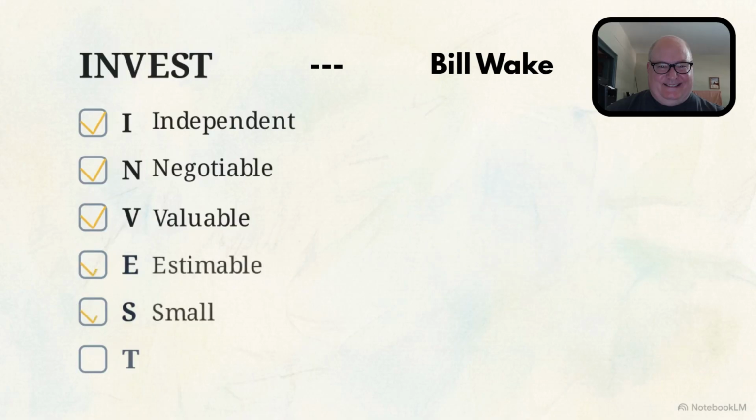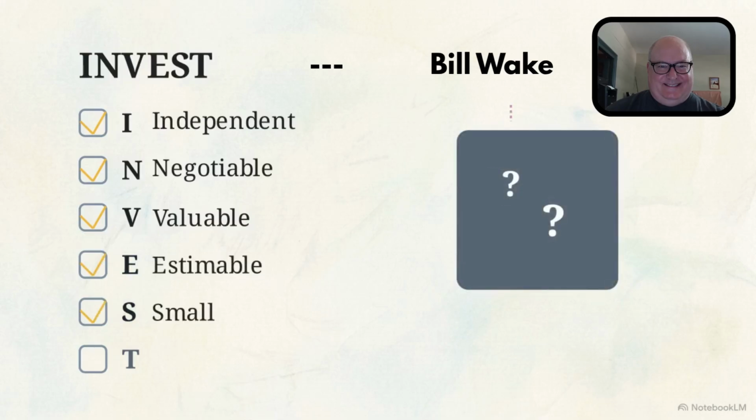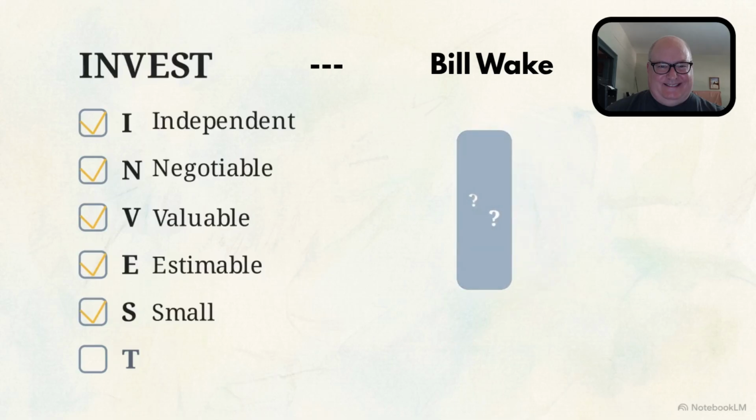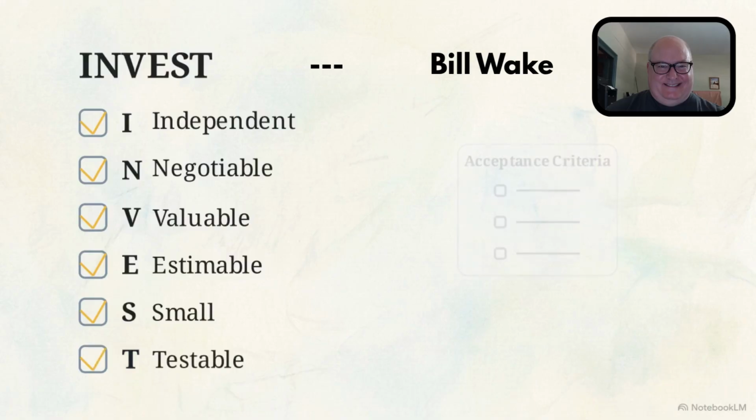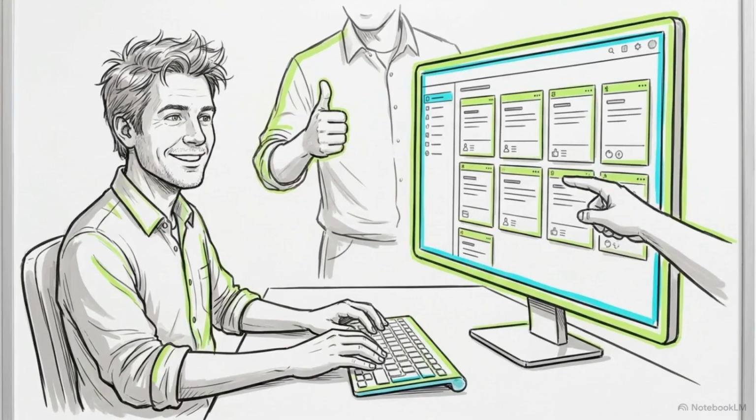E and S are for estimable and small. The team needs to understand the effort involved, and the work must be small enough to finish in just a few days. Finally, T is for testable. You need a clear way to verify that the feature works exactly as expected. By using the INVEST checklist, you ensure your team only spends their energy on ideas that are fully ready to be built.